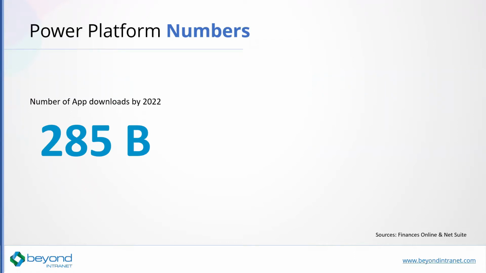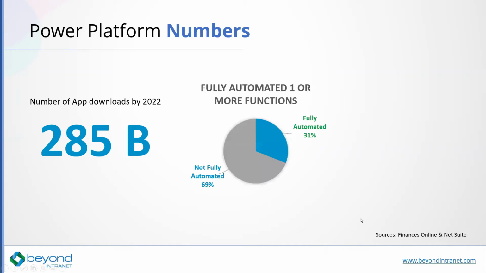You think about the amount of downloads and the fact there are only 8 billion people in the world, then you're looking at how many downloads are happening. We're starting to download a lot more applications, and this number is increasing. At the same time, we're seeing a lot of businesses looking to automate more of their functions because they realize that if they want to stay competitive, they need to automate those functions. So right now, 31% of organizations have fully automated, not just partially automated, at least one or more functions in their organization.